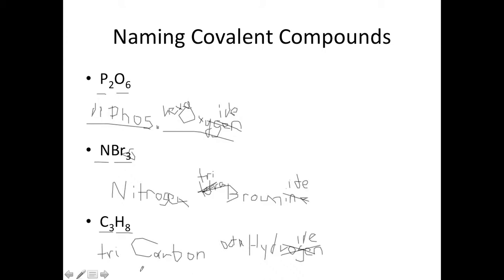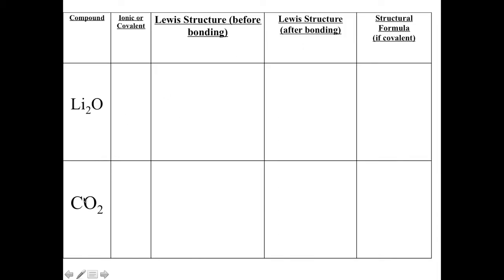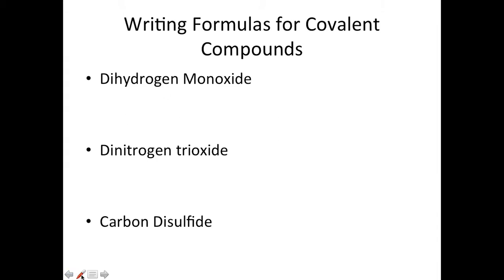Let's go the other way. Let's start with the name and write the symbol. This is just as easy as it was before. Dihydrogen monoxide. There we have dihydrogen monoxide.